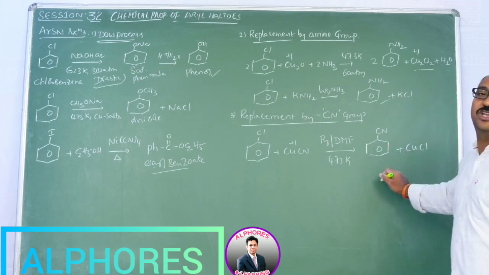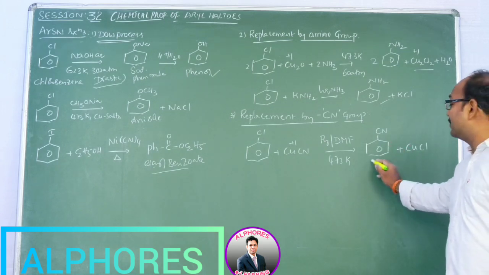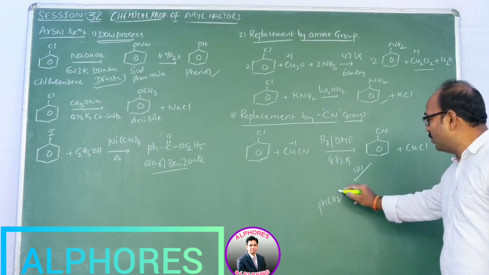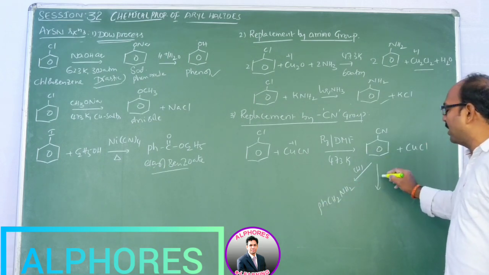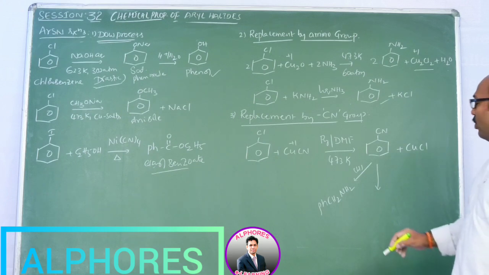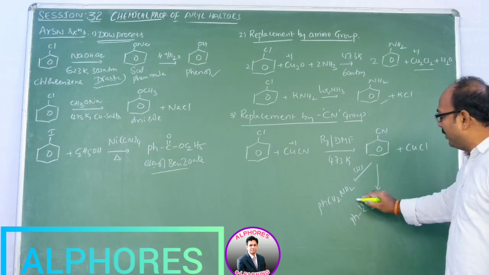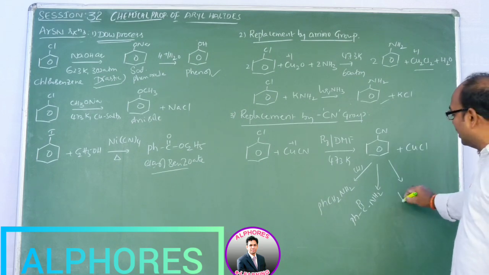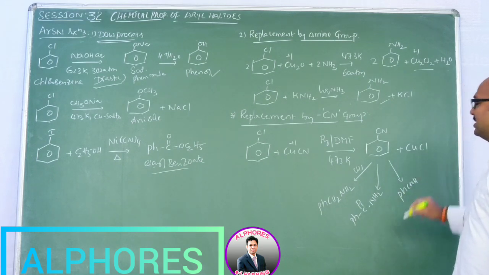This one upon reduction gives benzylamine, PhCH2NH2, and upon partial hydrolysis gives benzamide, PhC double bond O NH2. Upon complete hydrolysis, we get benzoic acid.